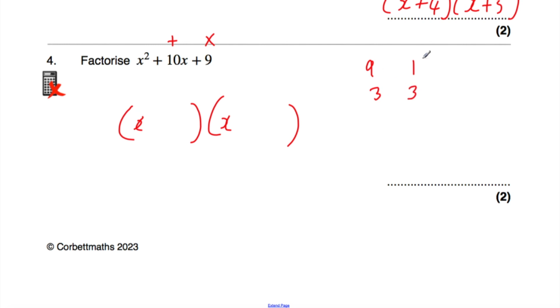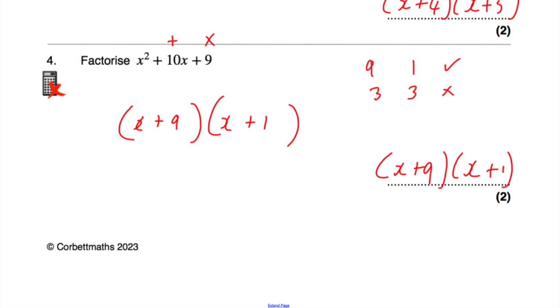9 times 1 is 9, fantastic, and 9 plus 1 is equal to 10, fantastic. So that's the option that we want. We're going to have x plus 9 and x plus 1, and that will be our answer. And let's just check if it was 3 and 3. 3 times 3 is equal to 9, but 3 plus 3 is equal to 6, so that wouldn't be the one that we wanted. So our answer would be (x plus 9)(x plus 1). So if we were asked to factorise x squared plus 10x plus 9, the answer would be (x plus 9)(x plus 1). And if we expanded our brackets here, we would get x squared plus 10x plus 9.